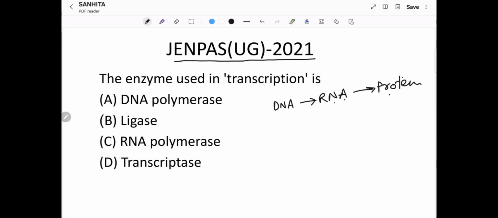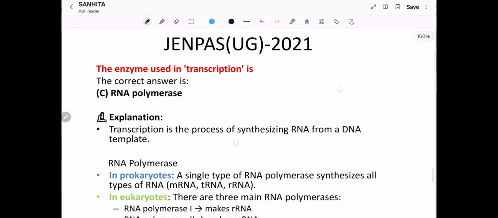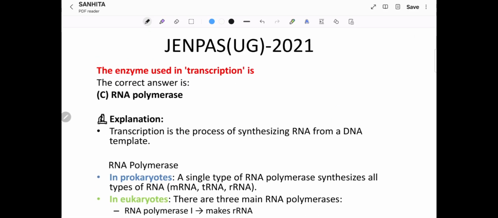So here the question is asked from the transcription process. Before going to discuss, the rule is the same: you must know the enzymes that are required for transcription. If you know the functions, then it will be very easy to select the correct option. So the options are: DNA polymerase, ligase, RNA polymerase, and transcriptase. See, JENPAS-UG 2021, the enzyme used in transcription is... the answer is C.